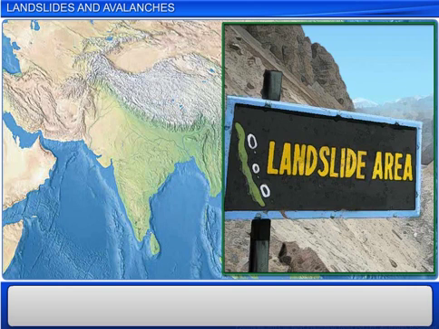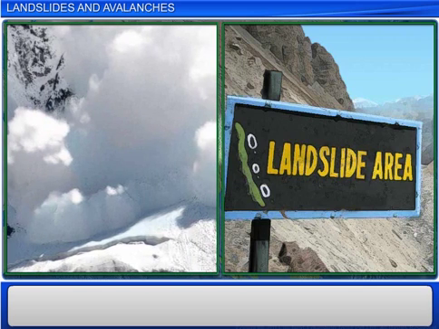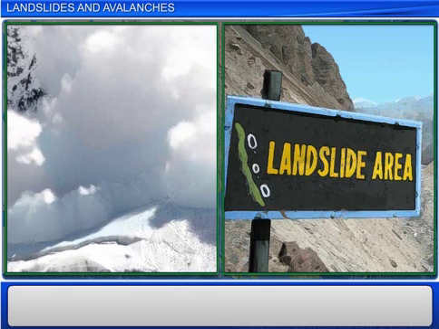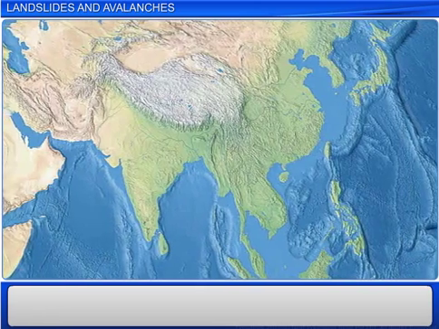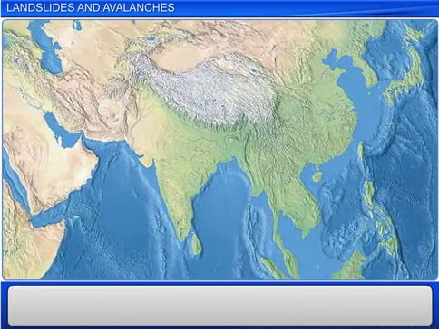Such landslides are a common occurrence in the western Himalayan region. Natural disasters like landslides and avalanches cause a great deal of damage to both life and property. Let us trek up the slopes of the mountainous regions of India and learn more about these phenomena.